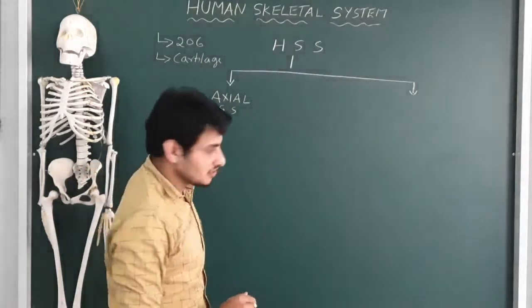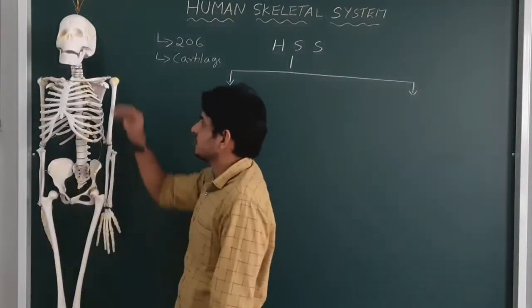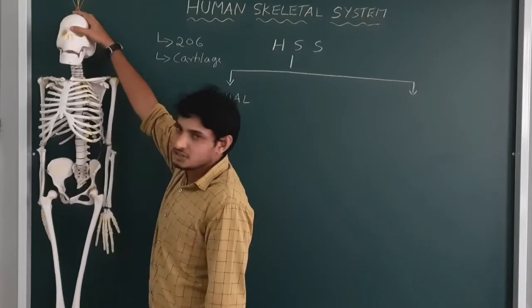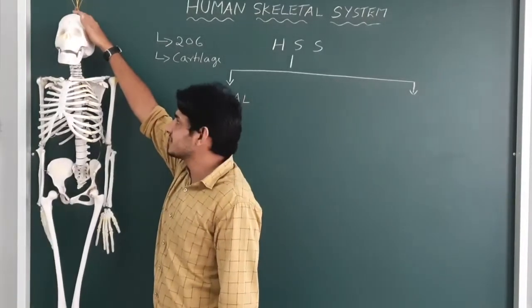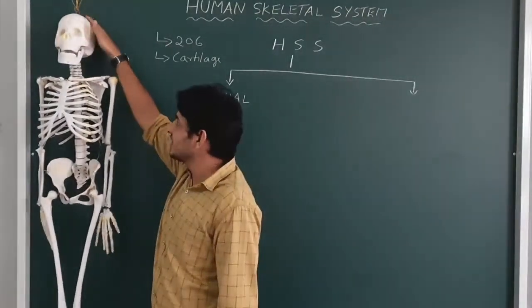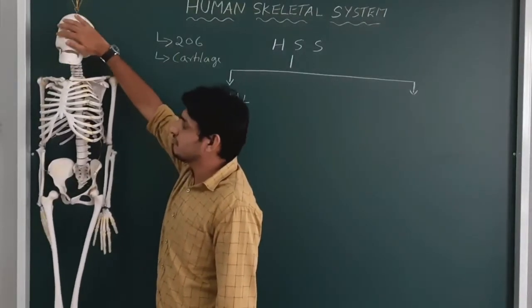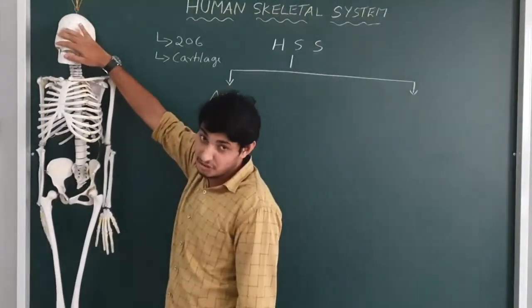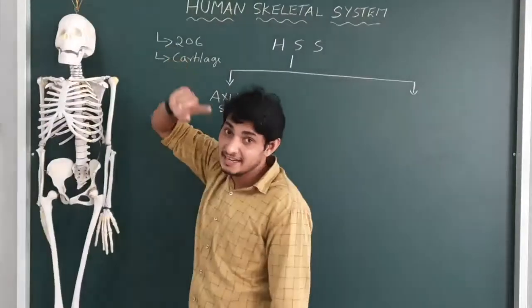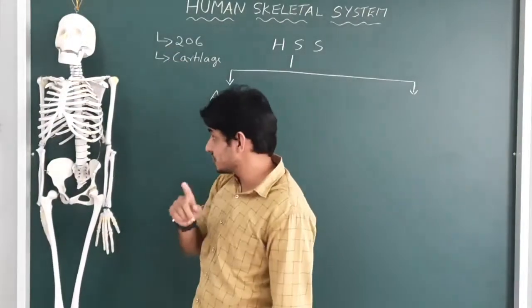Axial skeletal system. What is the meaning of axial skeletal system? It comprises this part, which is called the skull. The skull has the cranium, so this is the cranium, and this is the facial part. The facial part has around 14 bones and the cranium has around 8 bones. I'm going to tell you the tricks also in this session.